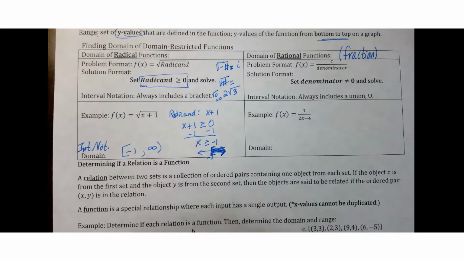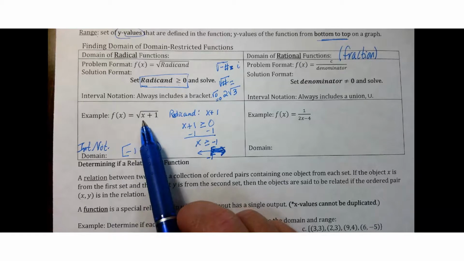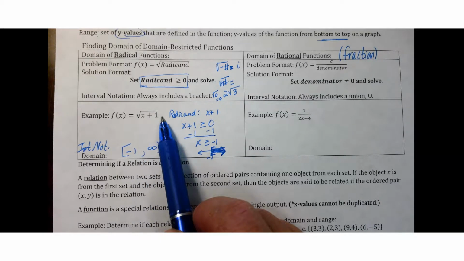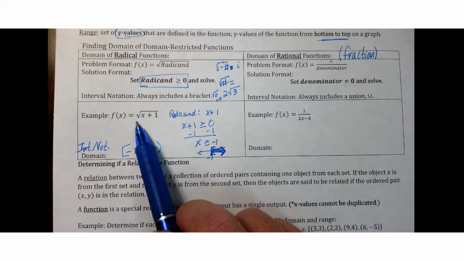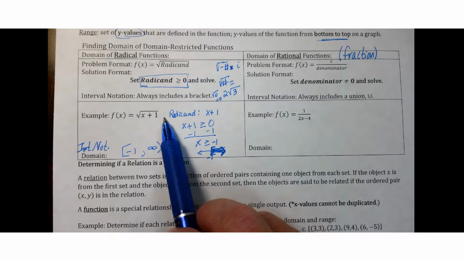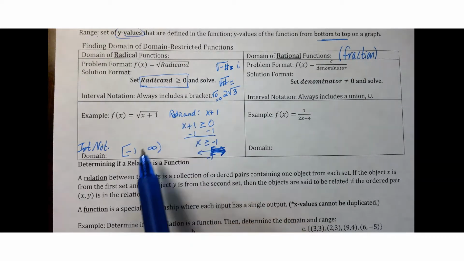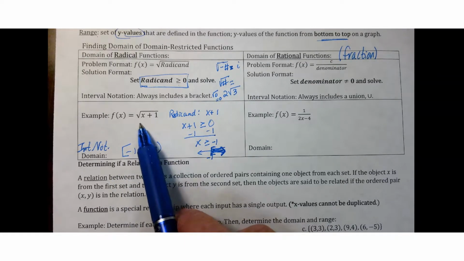And let's see if that makes sense. If I plug in negative 1 in here, negative 1 plus 1 is 0. Square root of 0 is 0. What if I plug in 0? 0 plus 1 is 1. Square root of 1 is 1. Okay, and I could keep going. So any of these numbers would actually work in this and not give me an imaginary number.